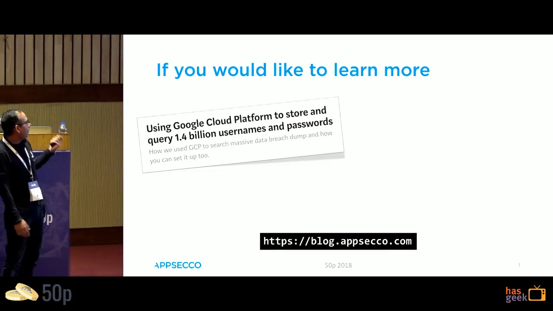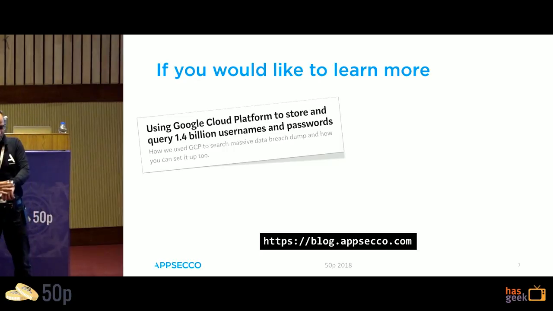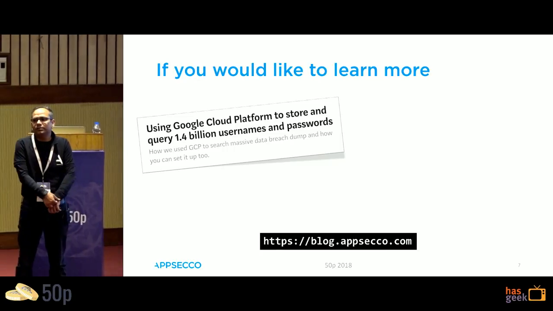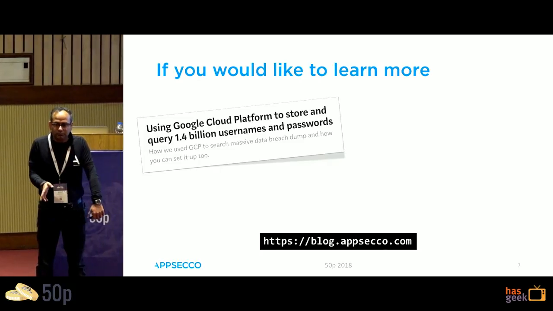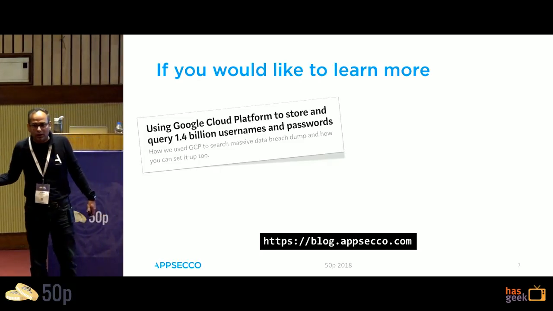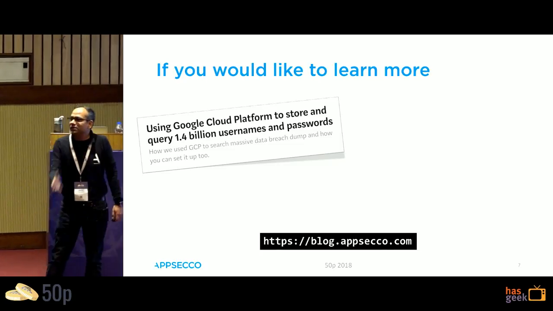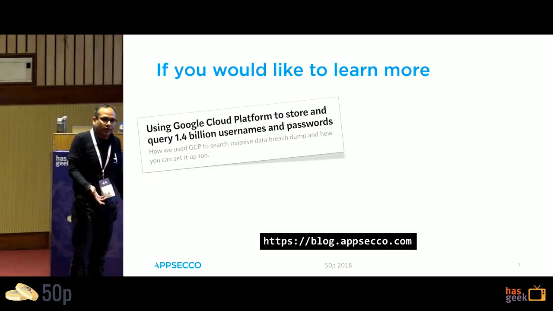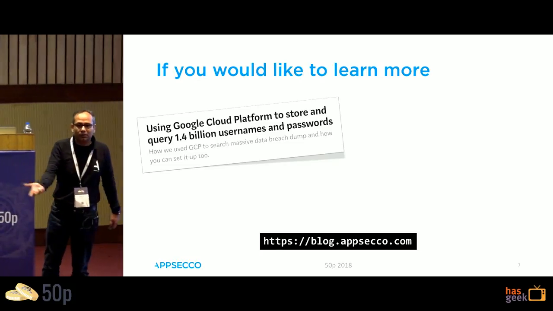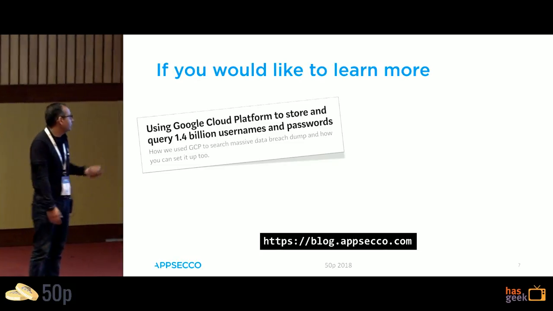We have a blog about how we got a dump of billions of usernames and passwords. It doesn't matter where the usernames and passwords were leaked from, right? That is not what we're trying to find out. What we're trying to find out is that there is a dump of usernames and passwords, and we needed cheap storage and a place to quickly query it. So we did that with GCP.